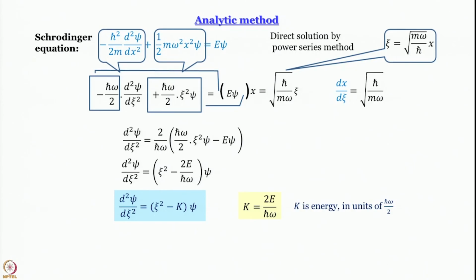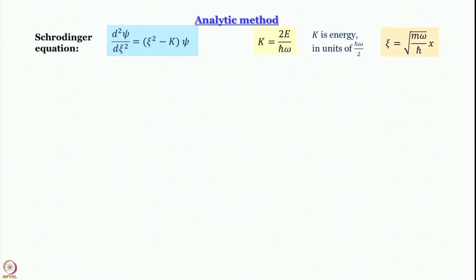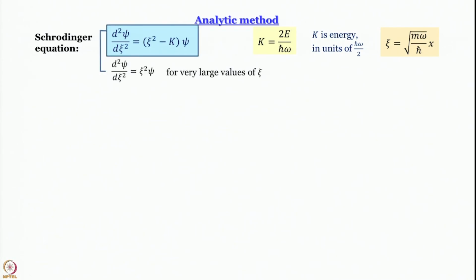What is the next step? The next step obviously is to try to solve it. But let us tidy up our board a little bit. This is what we are saying. We have rewritten Schrodinger equation in terms of xi square and k, where k is 2E by h cross omega and xi, lest we forget, is x multiplied by square root of m omega divided by h cross. Great. So, now let us understand something.